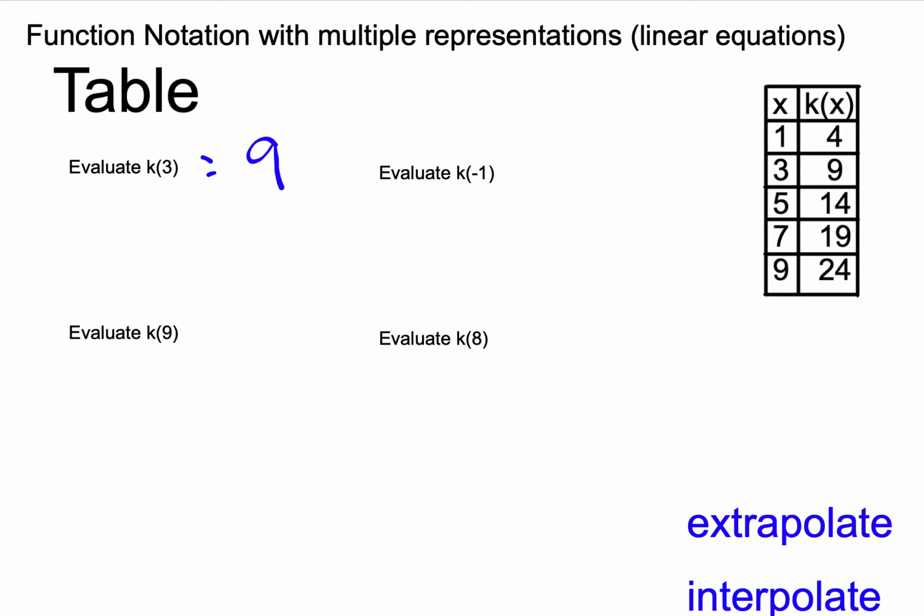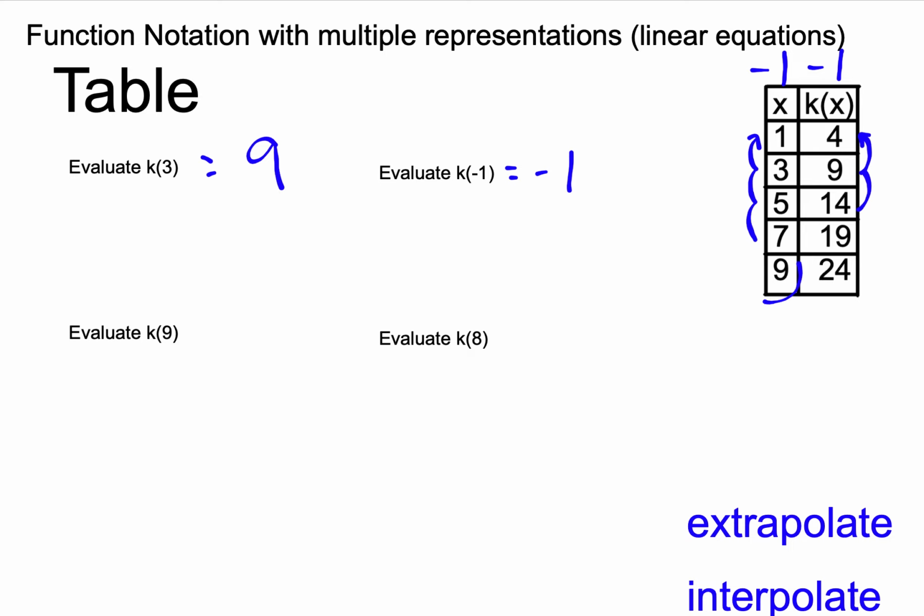All right, K of negative 1. Now, the inputs do not have a negative 1 here, so I am going to have to use patterns to find it. As I travel up the table in this direction, I'm subtracting 2 each time. So I can take 1 and subtract 2, and it does get me to that negative 1 that I want. And as I go up the table on the outputs, it becomes 5 less each time, or subtracting 5. 4 minus 5 is negative 1. So K of negative 1 is negative 1.